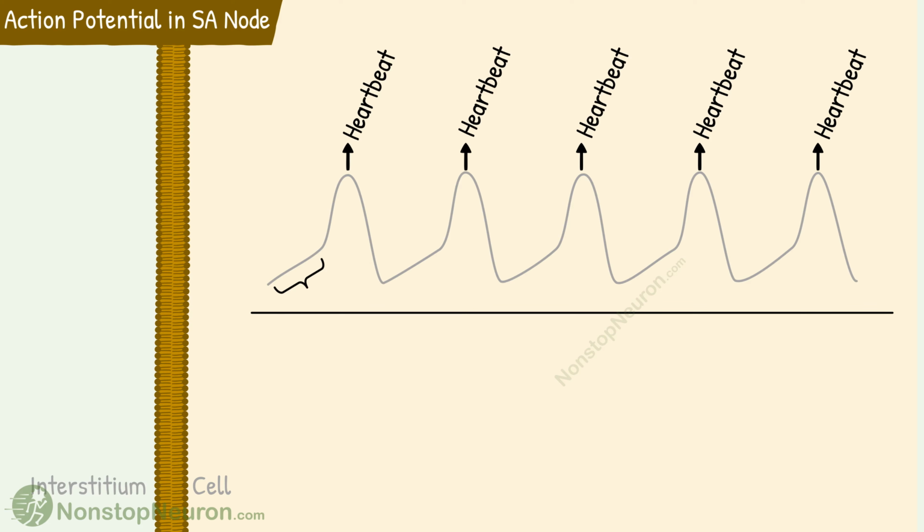When it comes to control of the heart rate, this part of the action potential is very important. It is called phase 4 or phase of slow diastolic depolarization. It is this part that gives automaticity to the SA node. On that note, now let's see how autonomic control affects the heart rate.